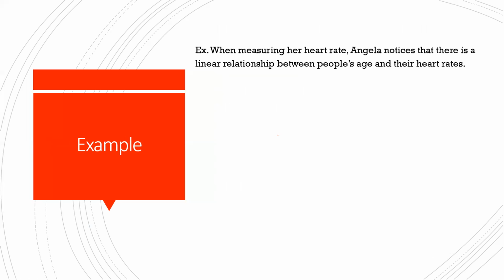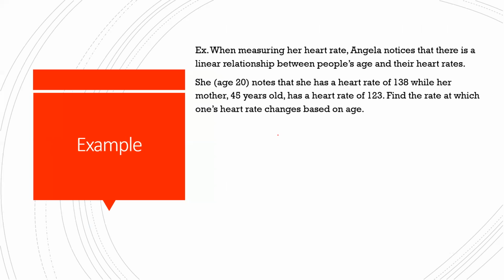So let's look at an example here. When she's measuring her heartbeat, Angela notices that there's a linear relationship between people's age and their heart rates. So you can pretty much guess what's happening. The older you get, the slower your heart rate. So she notices that her heart rate, right now that she's 20, is 138 beats per minute. And her mother's heart rate, who's 45, is 123 beats per minute. And I just realized I forgot to write the units. I apologize for that, and I can certainly add that on there.